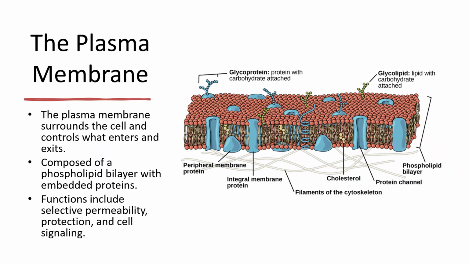The plasma membrane is made up of a phospholipid bilayer with embedded proteins. It defines the cell's boundary, maintains the internal environment, and allows communication and exchange with the outside world. This selective permeability is key to homeostasis.